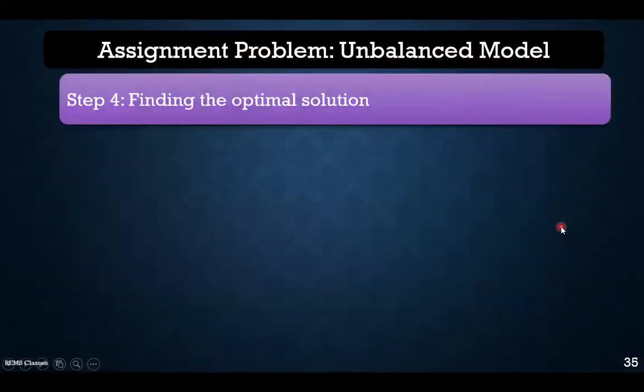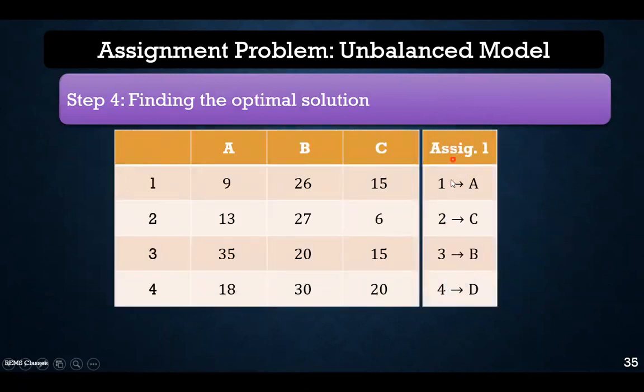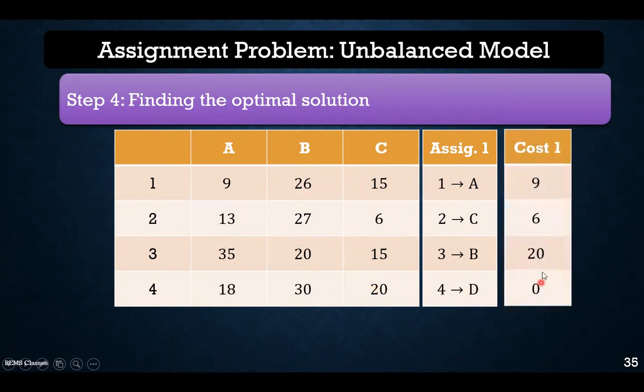Now we'll find the minimum assignment cost. For contractor 1, job A is assigned, so the cost is 9. For 2 it is C, so the cost is 6 units. For 3 it is B, so the cost is 20 units. For 4 it is the dummy, so there is no cost, that is 0. So the minimum assignment cost we have is 35 units.